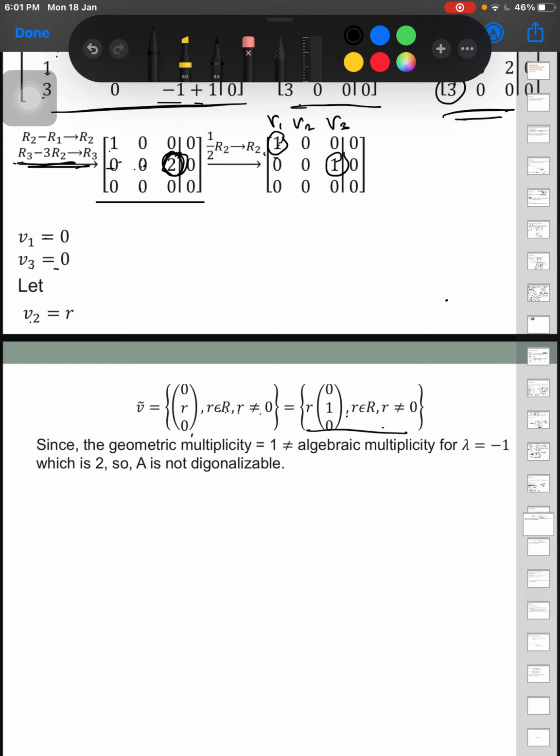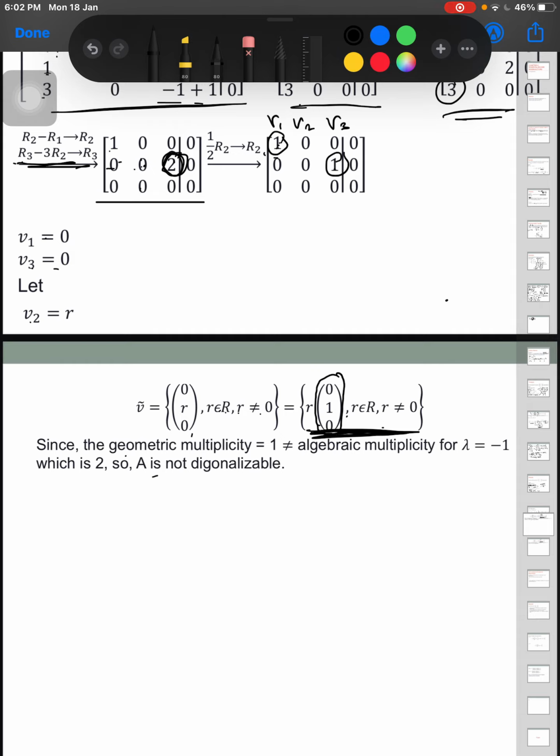Okay, so from here you can see that there is only one vector that we can use as the basis of the eigenspace. Okay, so the basis has only one. So since the geometric multiplicity is equal to 1, which is not equal to the algebraic multiplicity for lambda equal to negative 1, which is 2. Okay, so for lambda negative 1 just now, the algebraic multiplicity is 2, but the geometric multiplicity is 1. So therefore A is not diagonalizable.